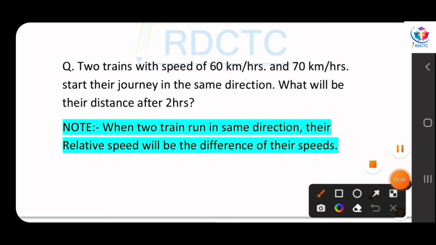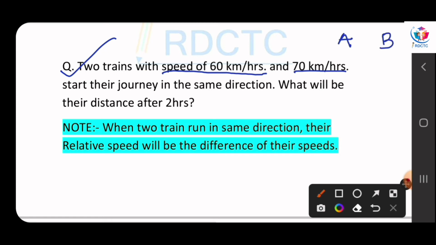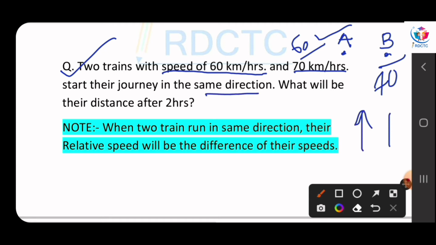Our next question is, two trains with speeds of 60 km per hour and 70 km per hour. Suppose there are trains A and B. Okay, one train is A and another train is B, and the speed of A is 60 km per hour and the speed of B is 70 km per hour. Okay, they start their journey in the same direction. What will be the distance after 2 hours, right?